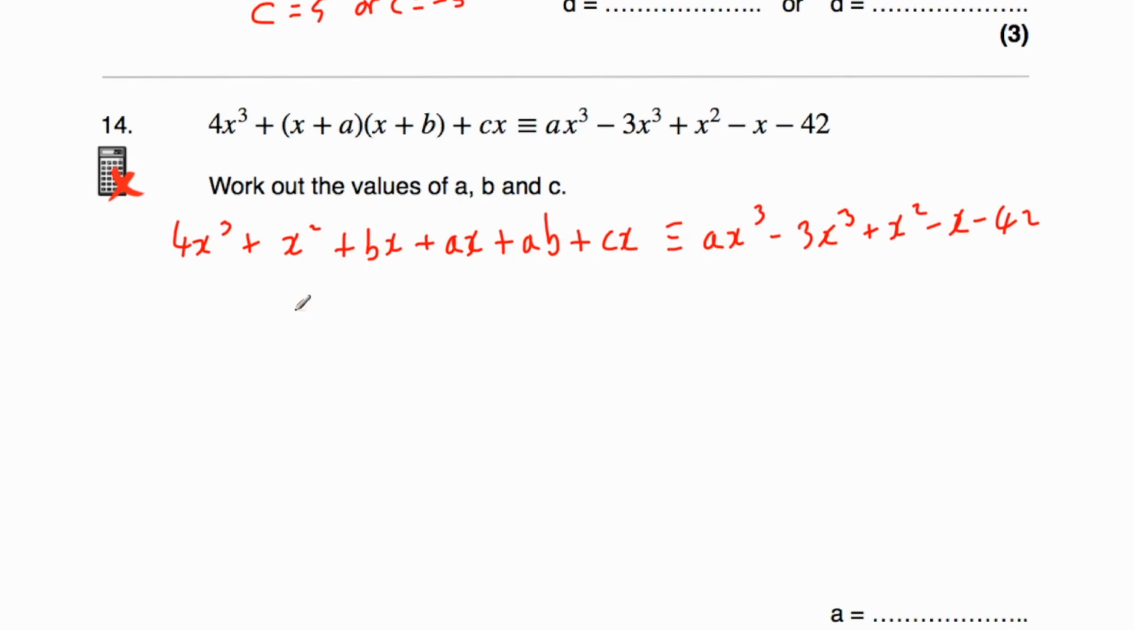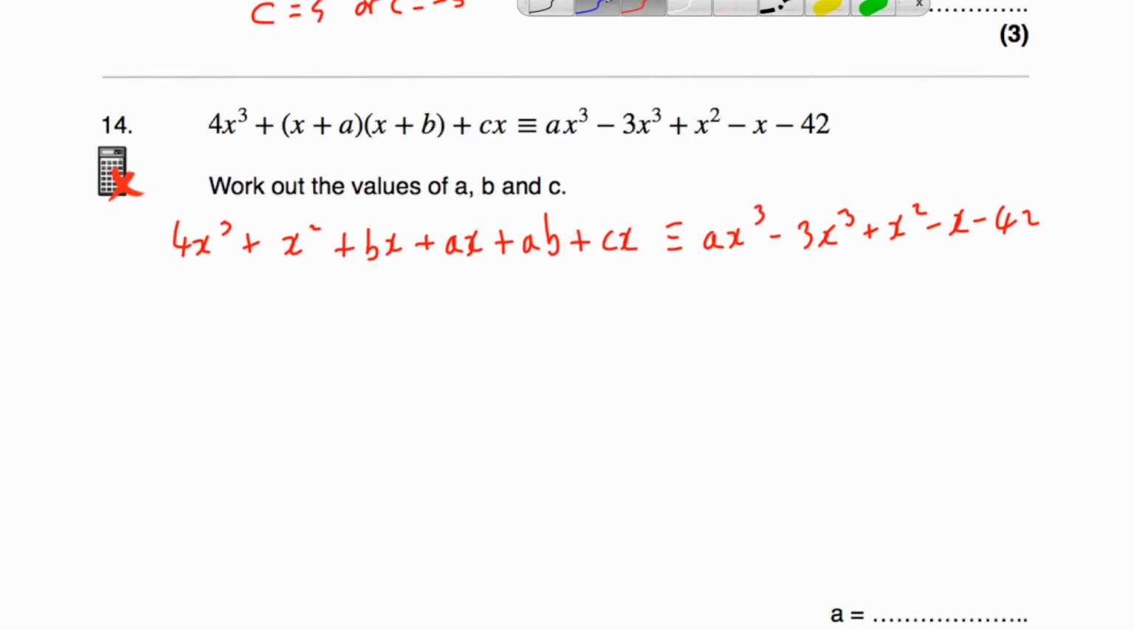Now let's do some simplifying if we can. Looking at the left hand side, we've got x cubed, no other terms involving x cubed, x squared, no other terms involving x squared, bx plus ax plus cx, no, we can't simplify those, and then we've got ab. So we can't simplify anything on the left hand side or right hand side. Okay, so let's equate our coefficients.